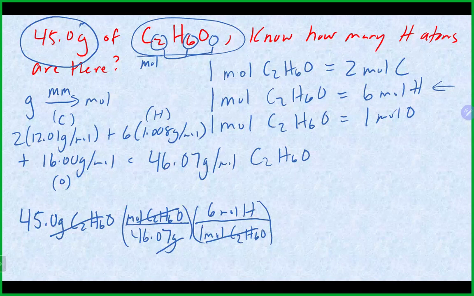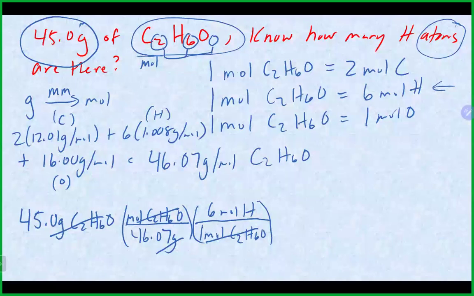If I wanted to know how many grams of hydrogen, I would need to go from moles to grams, so I would need the molar mass of hydrogen alone, right? But in this case, I'm not interested in moles. I'm not interested in grams. I'm actually interested in atoms, right? And that is the key word that tells me what I need to use for that.